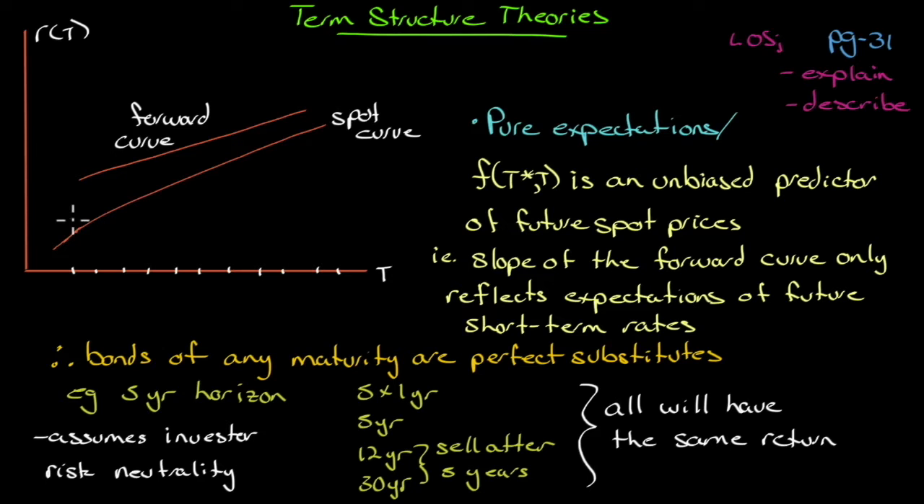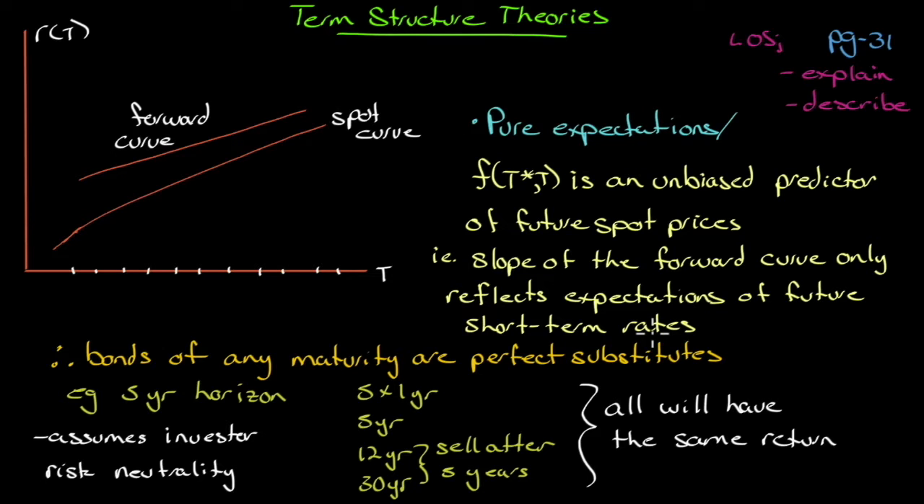Great, we get that. What pure expectations says is that the forward curve at any point in time is an unbiased predictor of what the future spot rates will be. So that whatever the forward rate is, F11, that is an unbiased predictor of what the 1 period spot rate will be 1 period from now. So that the slope of the forward curve only reflects expectations of future short-term rates and nothing more. So that when we look at that forward curve, we can say all that's reflected in there is the market's expectation of what future short-term rates will be.